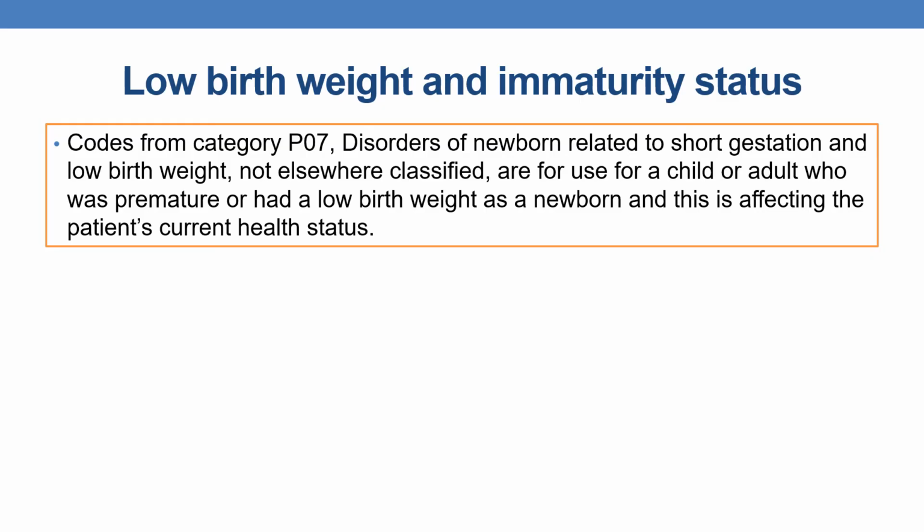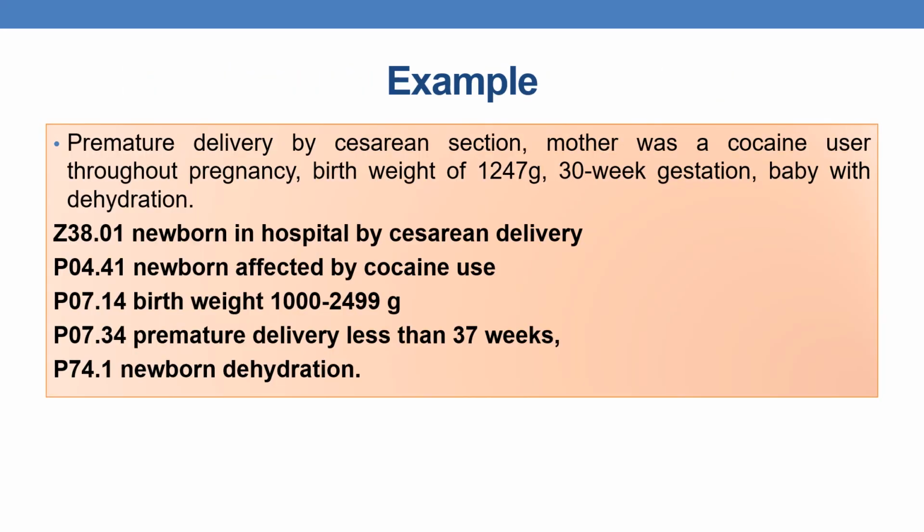And coming to low birth weight and immaturity status. Codes from the category P05, disorders of newborn related to short gestation and low birth weight not elsewhere classified, are for the use for a child or adult who was premature or has a low birth weight as a newborn, and this affects the patient's current health status. P07 codes can be utilized also on the adult record if they affect the patient's current health status, to indicate the immaturity status.